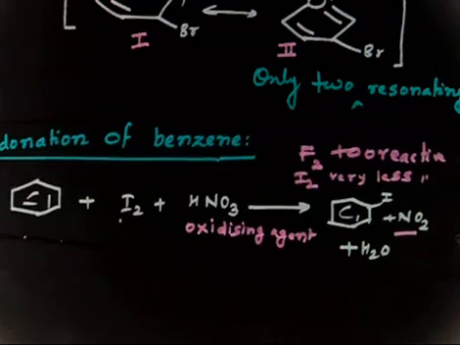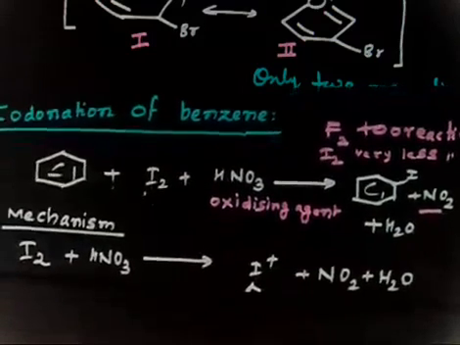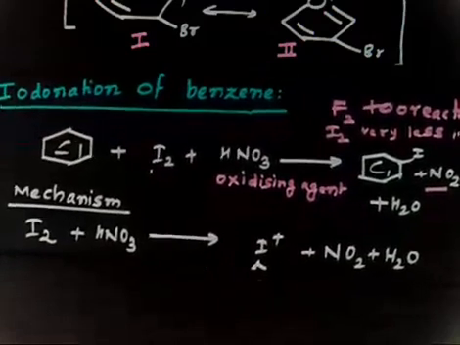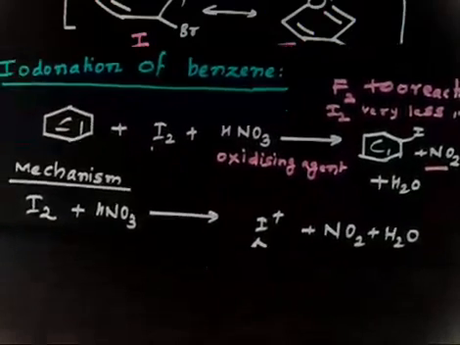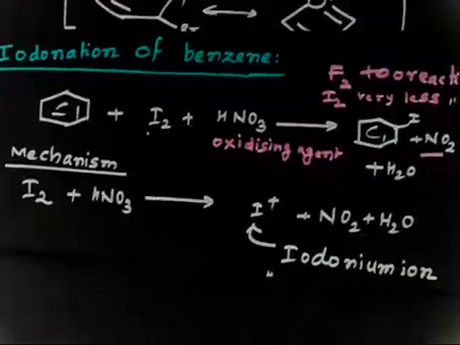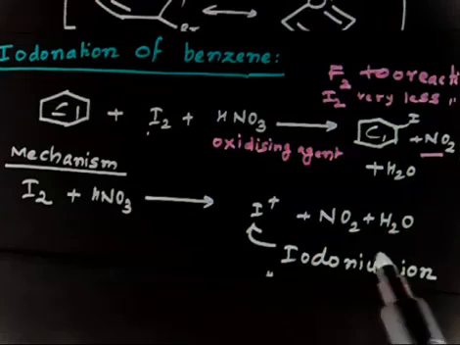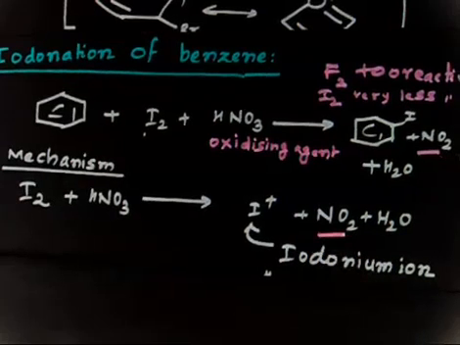So let us see the answer. Here you have I2. This I2 reacts with HNO3, it forms I plus. Are you getting? Now this I plus is called iodonium ion, like halonium ion, bromonium ion, chloronium ion. So I plus is called iodonium ion. Now you are getting another product, NO2. So you have to remember in this reaction I2 plus HNO3, I get I plus and NO2.